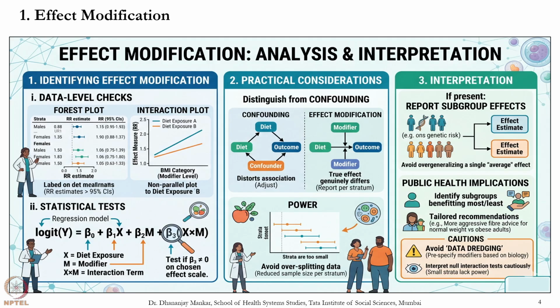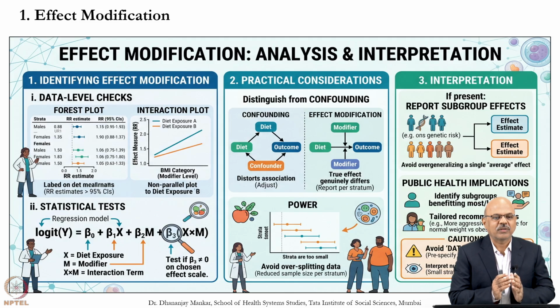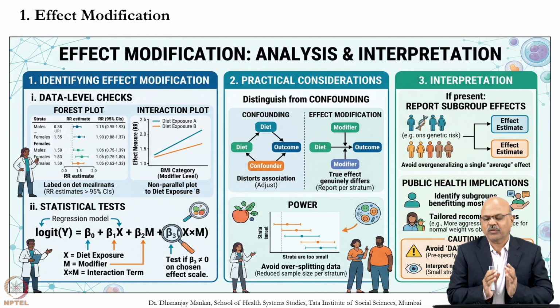Then comes effect modification analysis and interpretation. So you can see identifying effect modification, practical considerations and interpretation. You have to do data level checks and a statistical test to identify the effect modification. In the practical considerations, you have to distinguish it from confounding. Confounding may have diet, outcome and a confounder, which distorts the association and gets adjusted. Whereas in effect modification, you may find a modifier, a diet, outcome and modifier effect, which will genuinely differ as per the respective stratum.